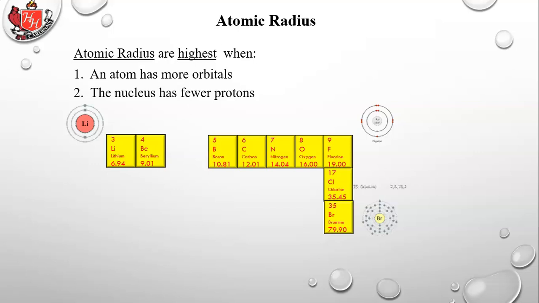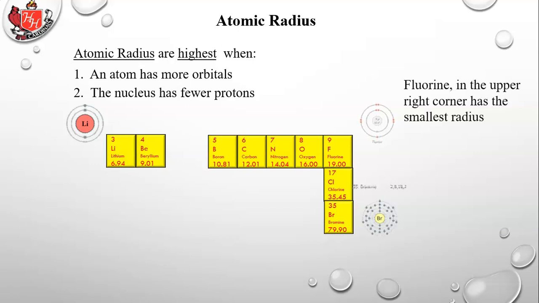So let's go ahead and look at these. The first one, let's look at fluorine. Fluorine in the upper right-hand corner has the smallest atomic radius of those elements that you see on the screen there. Helium and neon actually have smaller atomic radii than fluorine, but of those listed elements there, fluorine is the smallest.